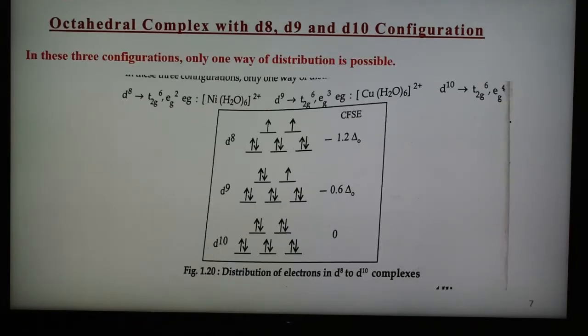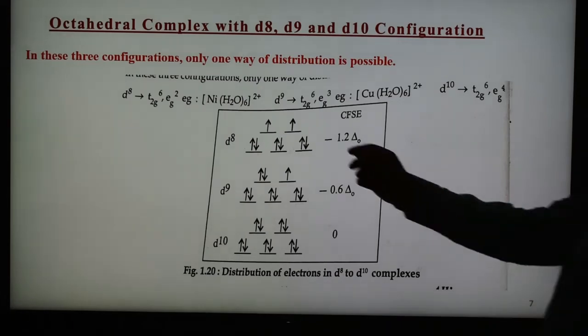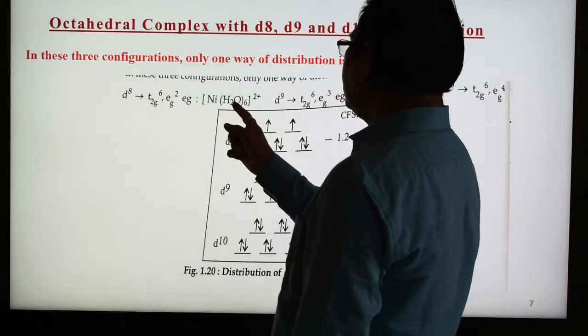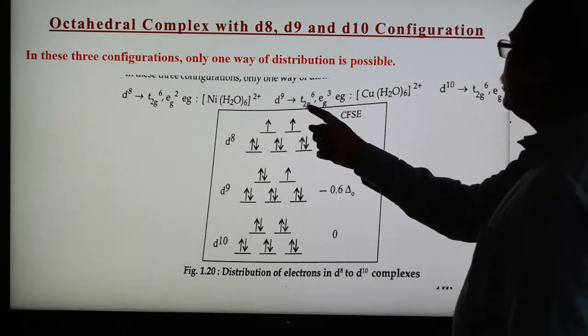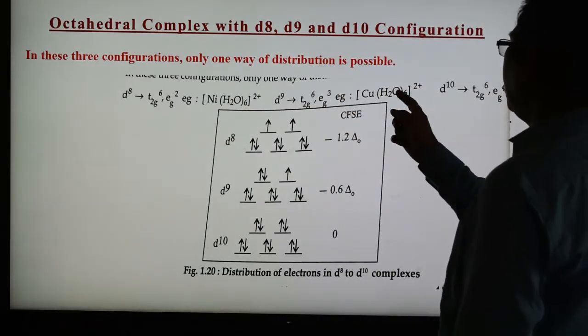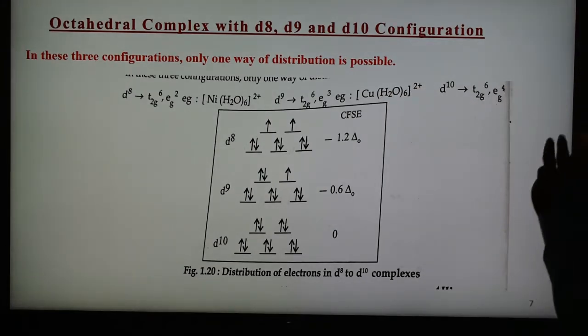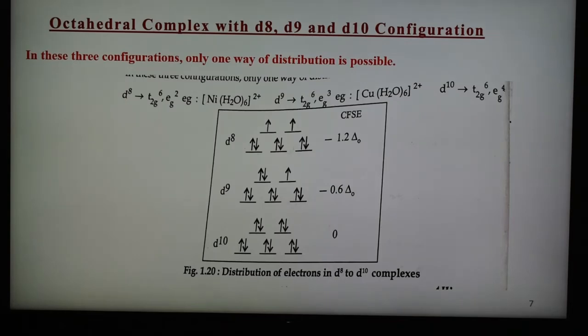And next are the octahedral complexes with D8, D9, D10 configuration. In these three configurations, only one way of distribution is possible. See here, D8 means 8 electrons are there, and it is T2G6, Eg2. This is the example, hexaaqua nickel 2 plus. D9, T2G6, Eg3, example of this, hexaaqua copper 2 plus. D10, T2G6, Eg4, completely filled. So only one spin state is possible.